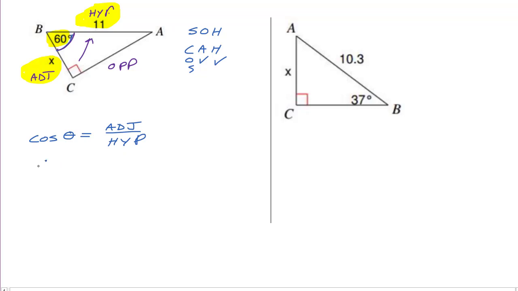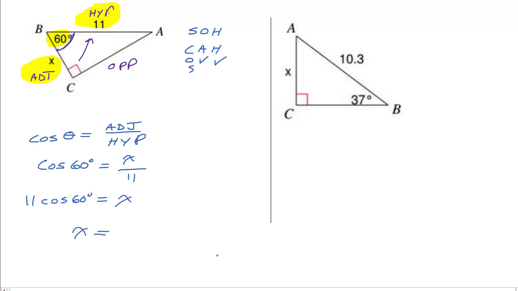Okay, so let's sub in what we know. We know the angle this time is 60 degrees, and we know the adjacent is x, and we know the hypotenuse, which is 11, so we're going to multiply both sides by 11. 11 cos of 60 degrees equals x.